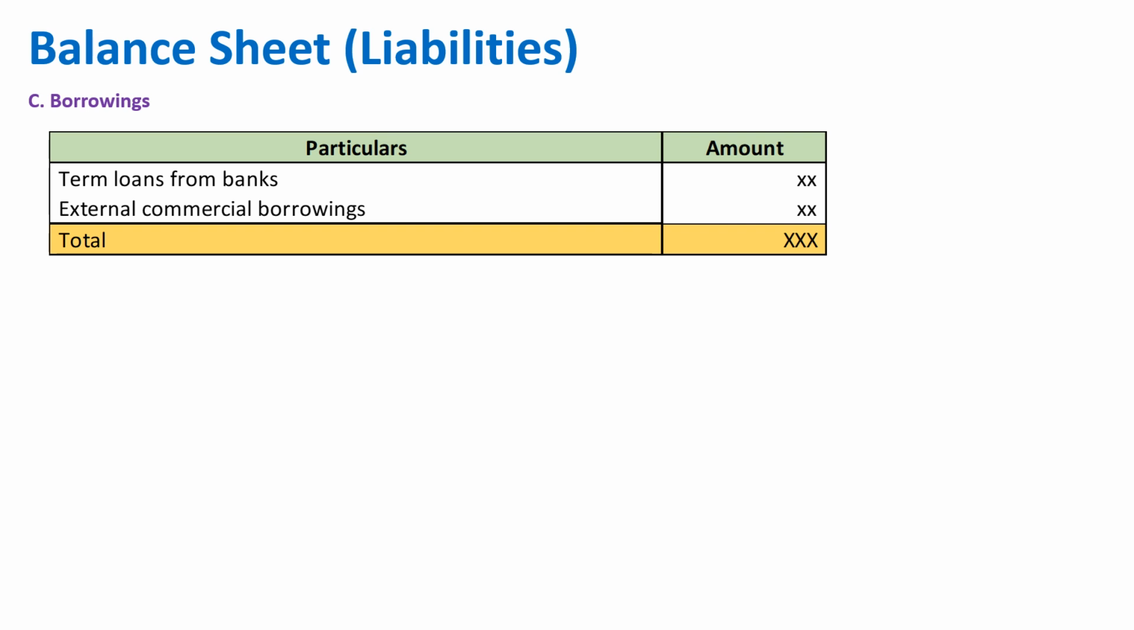In term loan, you have to keep in mind that if there is an interest which is due and you have failed to make payment, that has to be added here. So keep in mind that any interest which is not paid, you have to add it and report it under term loans from bank.